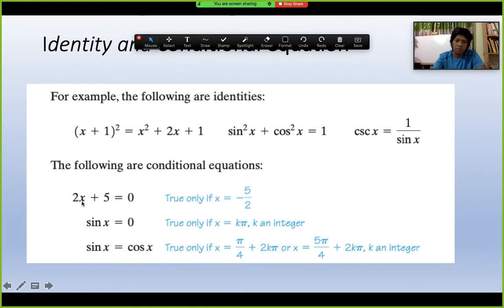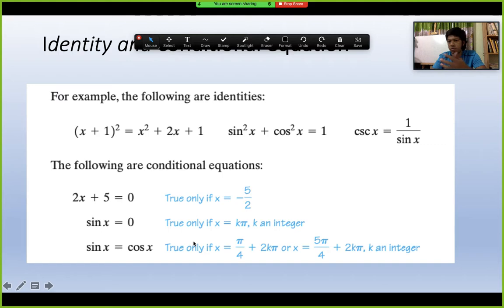Here these are not identities because for only certain values of x, this is true. Sin x equals 0 degree, not for every angle equals 0 degree. There are some specific values where sin x is 0. Just like this one, sin x equals cos x. Not everywhere sin x is cos x. Sin x and cos x are same only at 45 degree and some other values, which is like 5 pi divided by 4 plus 2 pi k, where we have sin x and cos x same.